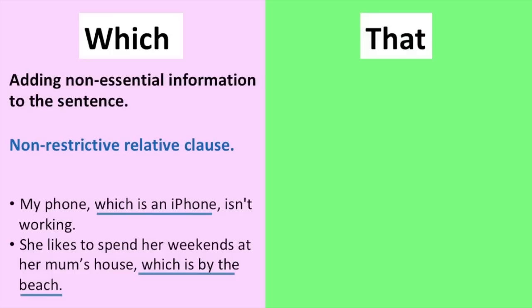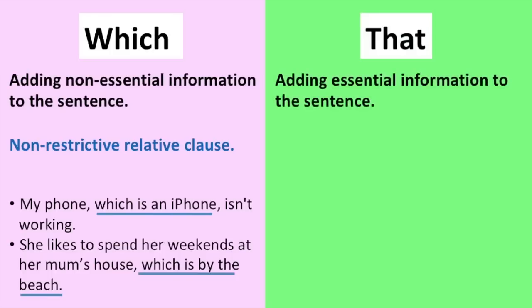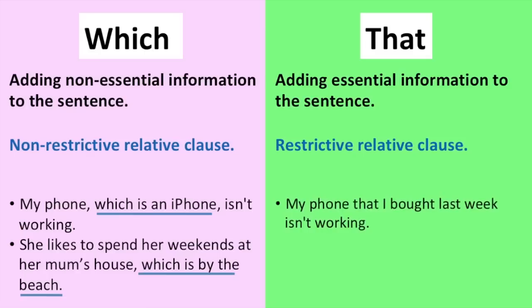That. That is used when adding essential information to the sentence. And this is used in a restrictive relative clause. The information is required in order for the reader to understand the noun or the meaning of the sentence. For example, my phone that I bought last week isn't working.